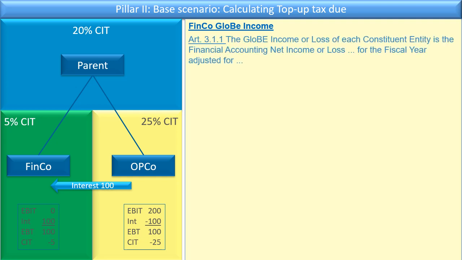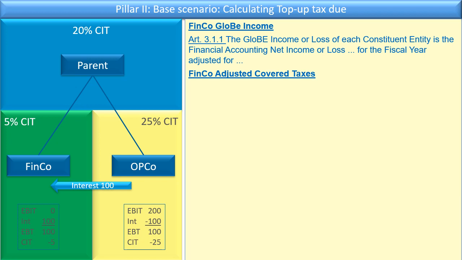So FinCo's global income is defined in Article 3.1.1, and it says the global income or loss of a constituent entity is the financial accounting net income or loss for the fiscal year, adjusted for all kinds of things. So we're talking about FinCo's financial accounts, and in the next paragraph or article, they talk about the group accounts, where possible to use FinCo's accounts as used in the group accounts to do those calculations.